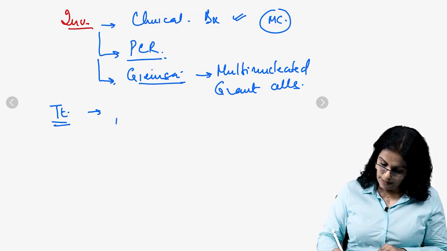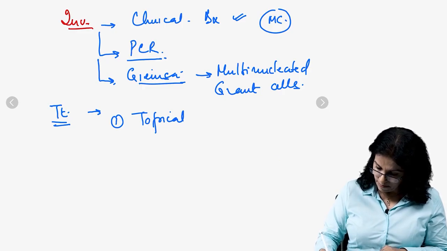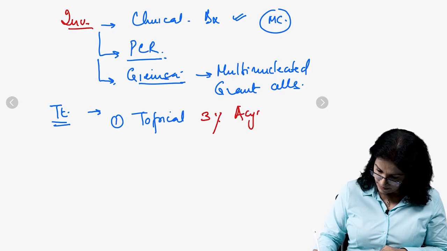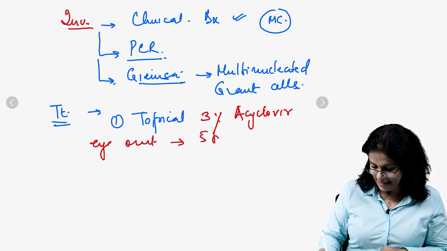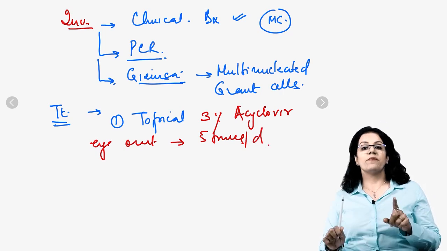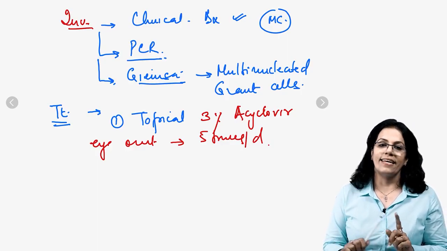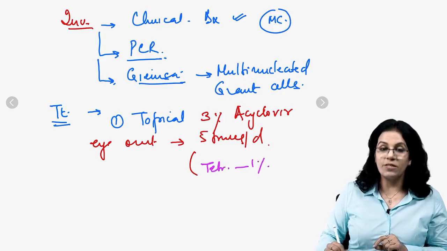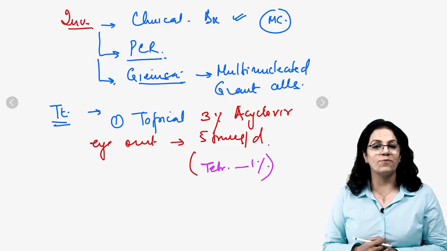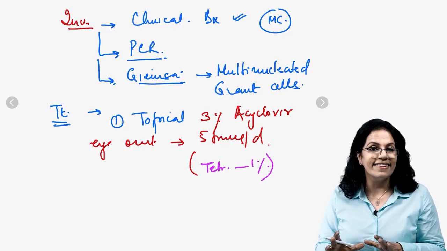So, number one, topical acyclovir ointment. How much percent? 3% acyclovir eye ointment, which is given 5 times a day, right? This is one drug which is available only in ointment form. There is no eye drop form. Do you know about any other drug which is only in ointment form? Tetracycline. Just in the bracket as additional information, tetracycline is 1%. Don't forget atropine. So, this way you can learn the percentage of 3 ointments: tetracycline, atropine and acyclovir.